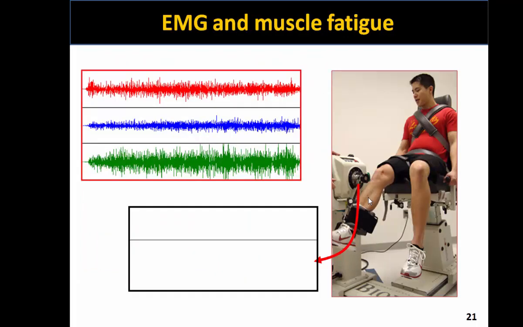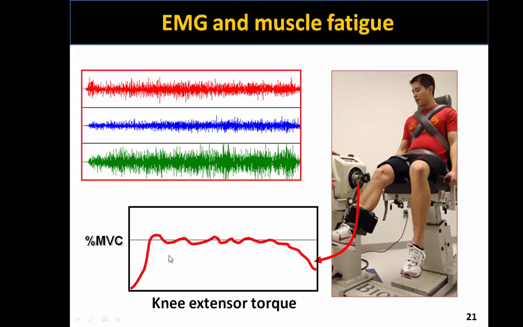In terms of using the EMG to quantify muscle fatigue, a very simple way to examine muscle fatigue is to have a person perform an isometric contraction. So we're going to sample knee extensor torque at some prescribed submaximal level of their maximal voluntary contraction. This person would be performing a submaximal isometric contraction for as long as they possibly could until they reached what's called a failure point, a point at which they could no longer sustain a prescribed knee extensor force level.